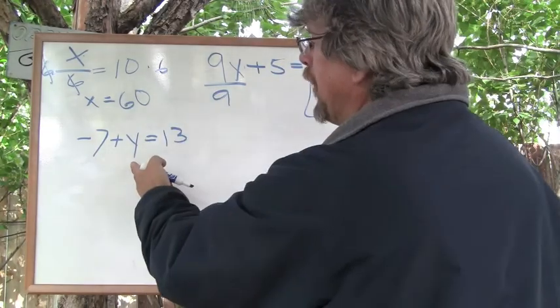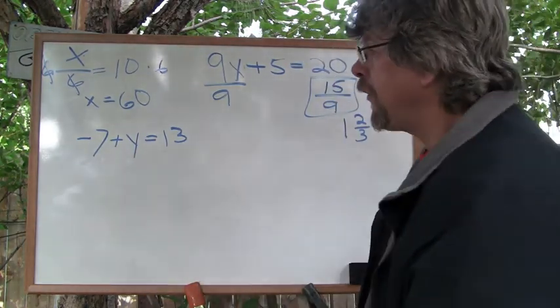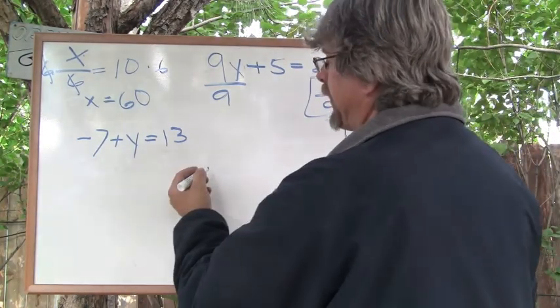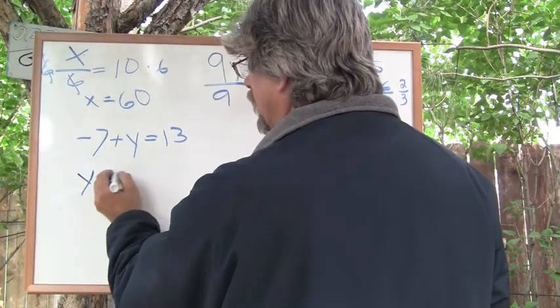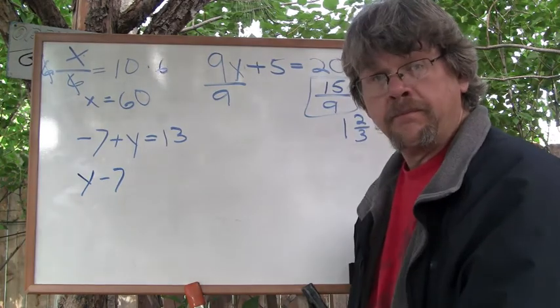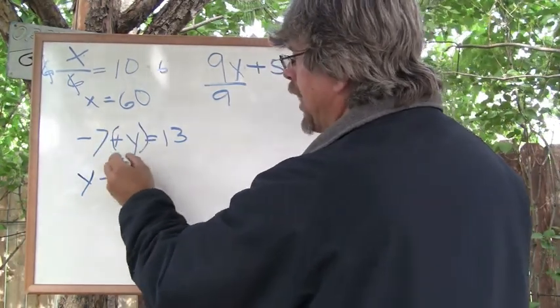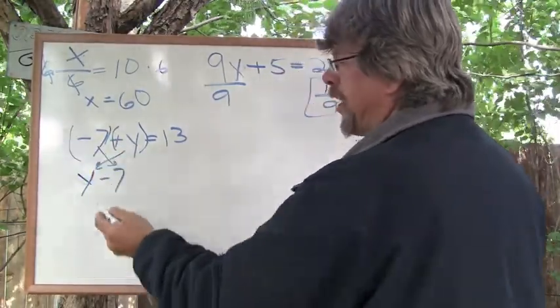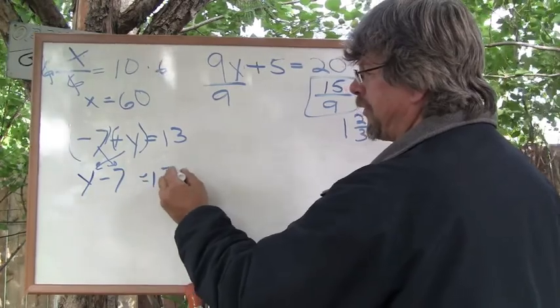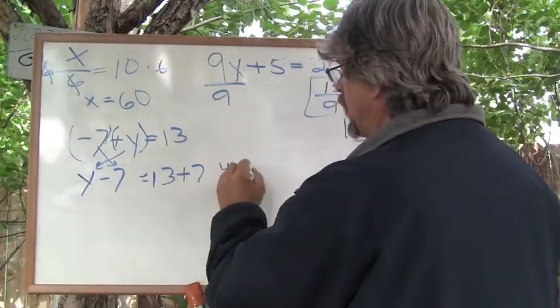This is simple. Someone has added a negative number to the y. So what we do is we subtract it. That's a negative 7. This is actually y minus 7, isn't it? You take the positive part of y and put it over here. You take the negative part of 7 and put it over here, and it's simply y minus 7 equals 13. Now you just add 7, and y equals 20.